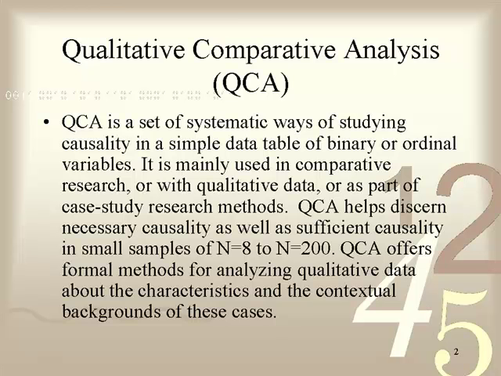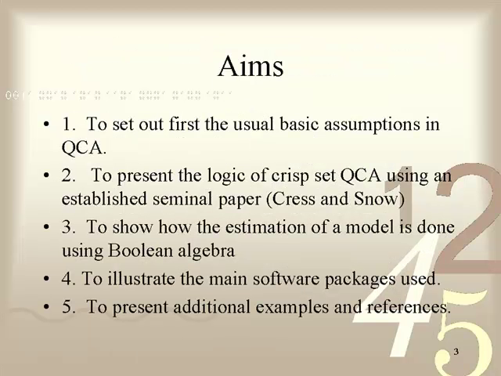QCA helps you to discern necessary causality as well as sufficient causality for small samples. So it's really meant for samples of about size from 8 to about 200. QCA offers formal methods for analyzing qualitative data about the characteristics and the contextual backgrounds of these cases. So I'll be explaining all about QCA. My aims are about 5 tasks, really.